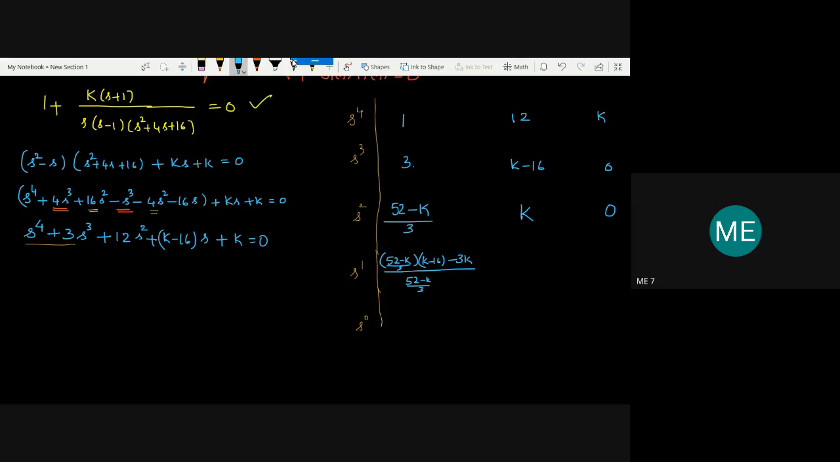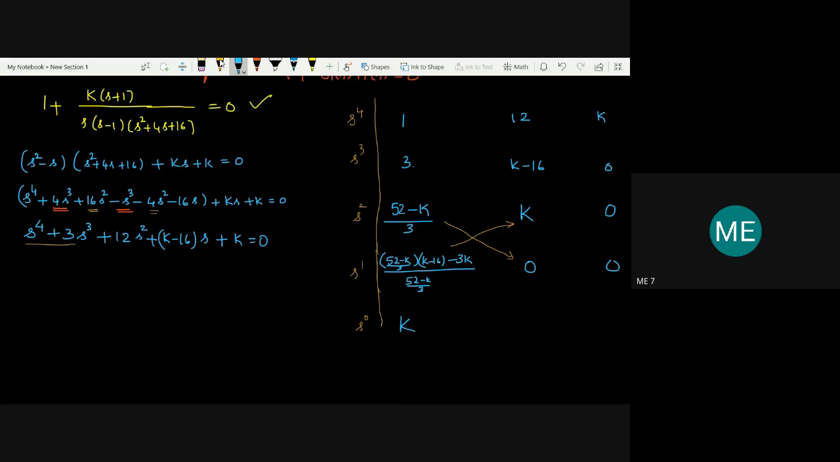So this into this minus this into this divided by this, then this into, so this will become a row of zeros, this will become a row of zeros, and s to the power of 0, this into this minus this into this will become 0, this into this will become 0, this into this will become 0. So this term will be eliminated. So multiply only these two terms and then divide by this term. So I'll be getting k here.